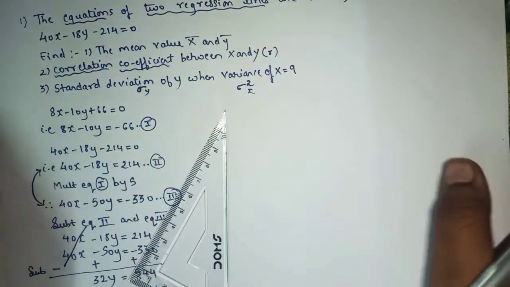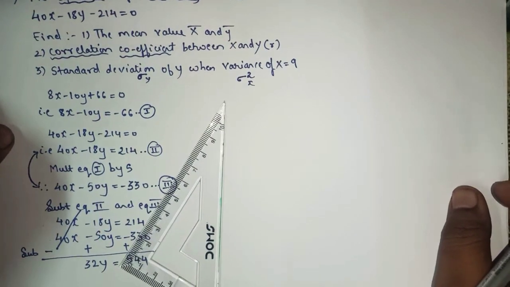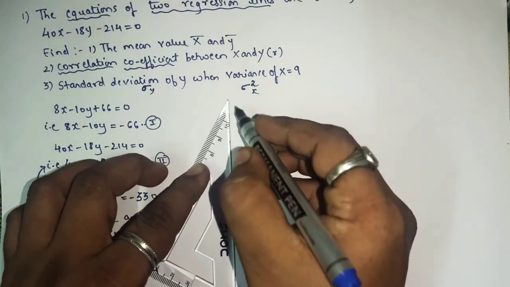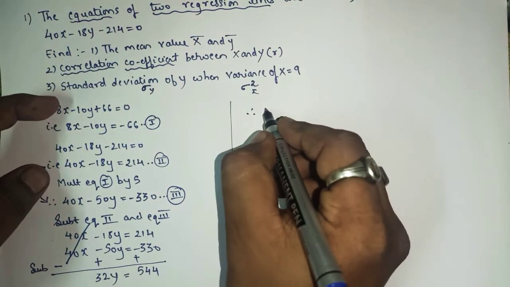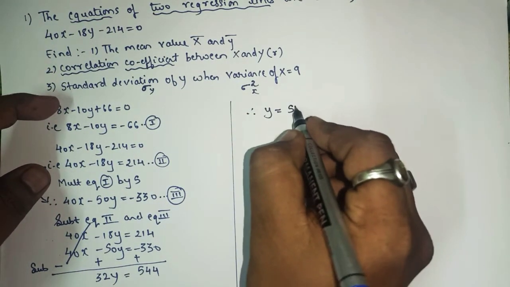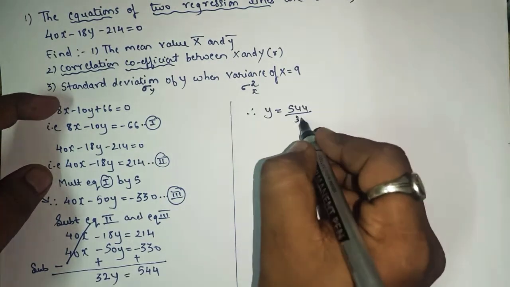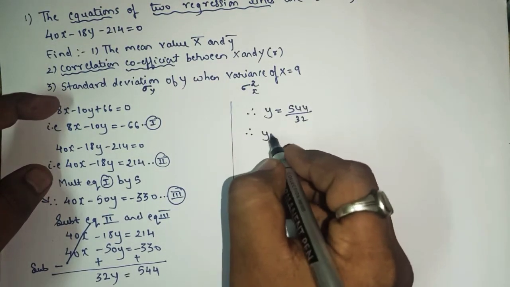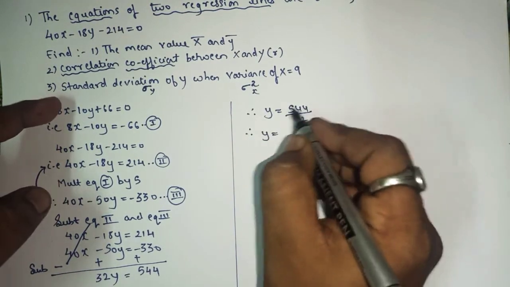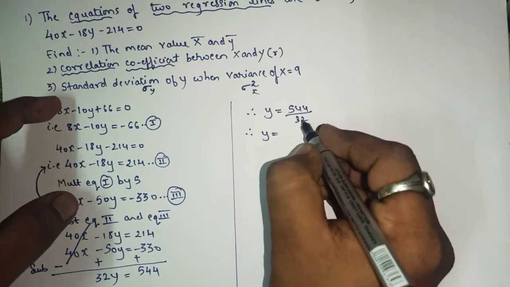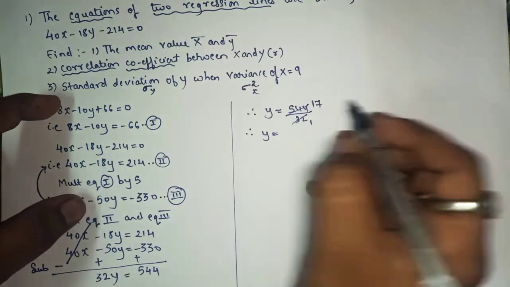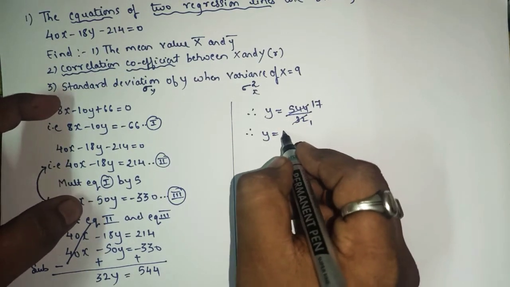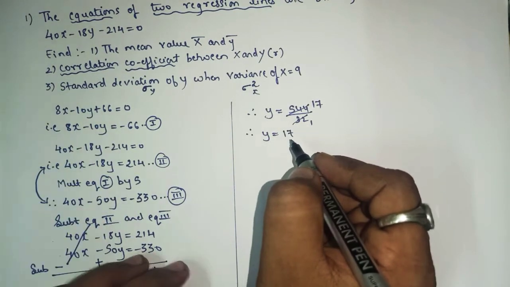Okay, so after this we'll write y equals 544 upon 32. So when you cancel and reduce this number, you will see that 32 17s are 544. So here we got the value of y.